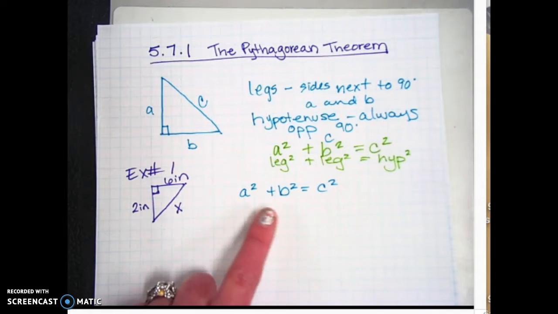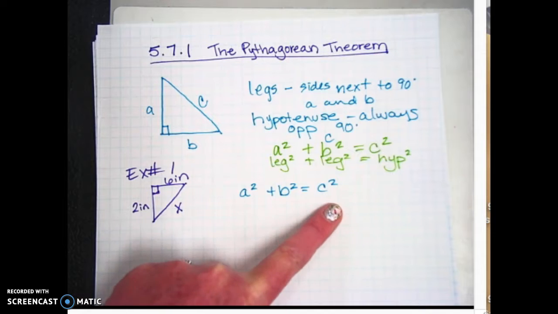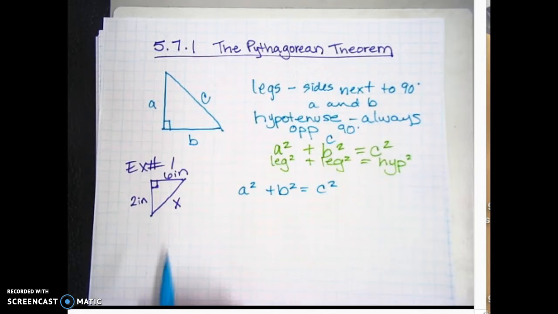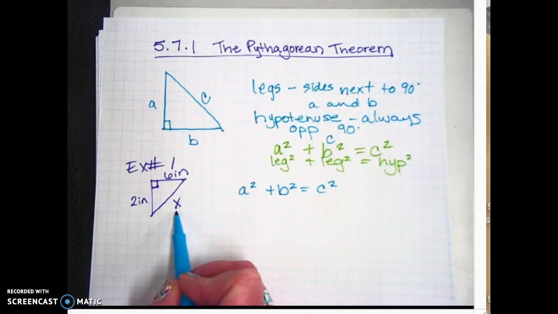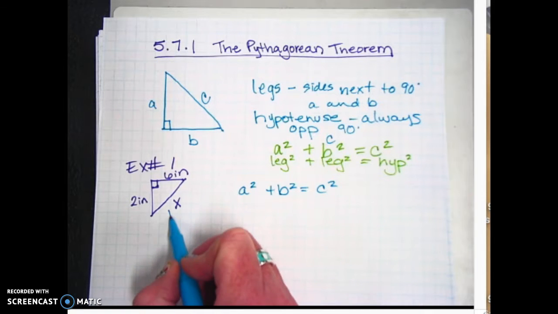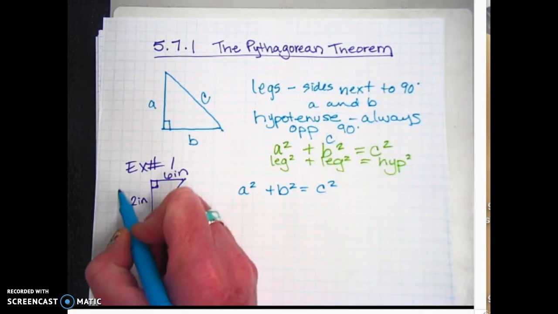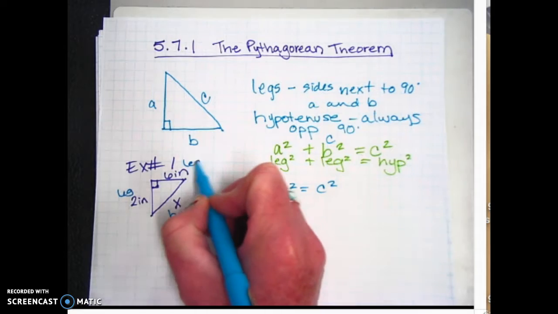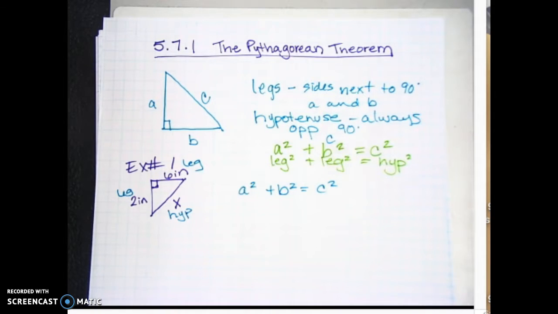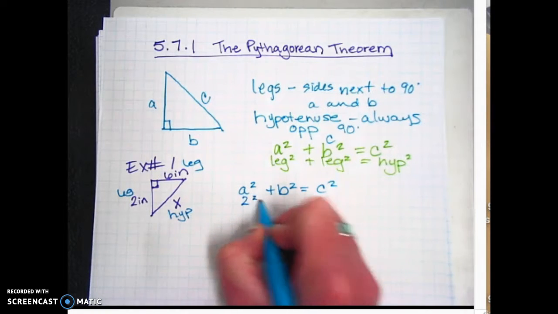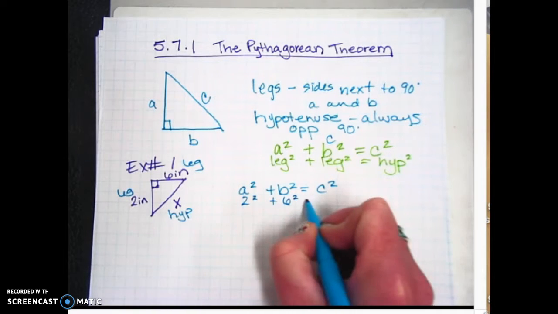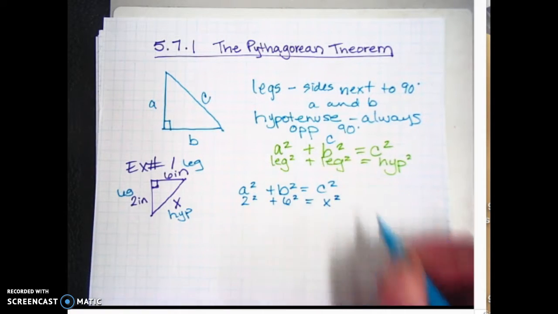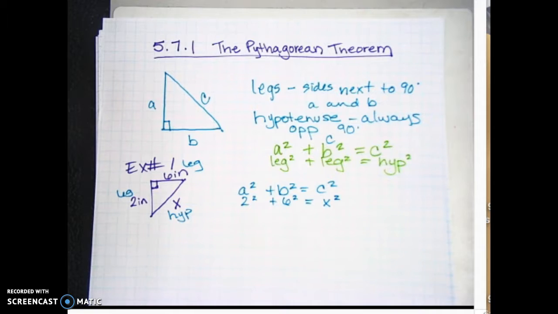Okay, so we need to find which of the three is missing, one of the legs or the hypotenuse. So this x, is it a leg or is it a hypotenuse? Hypotenuse. So if it helps you, write HYP, which means the other two are legs. They need to go in for the A and the B. So we're going to say 2 squared plus 6 squared equals x squared. If you want to leave it as C and solve for C, that's fine. I just prefer to put in x for the missing side, but it doesn't really matter what variable you use.